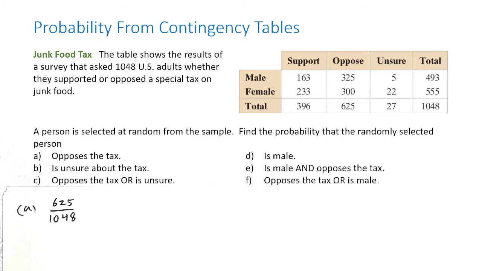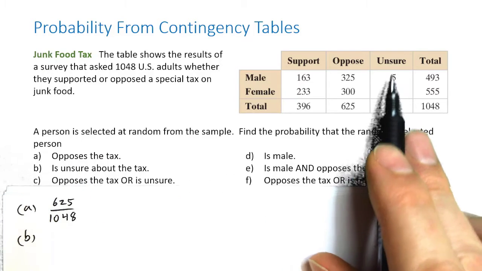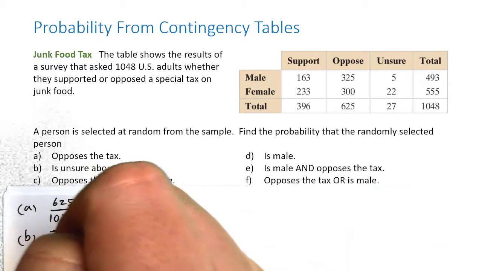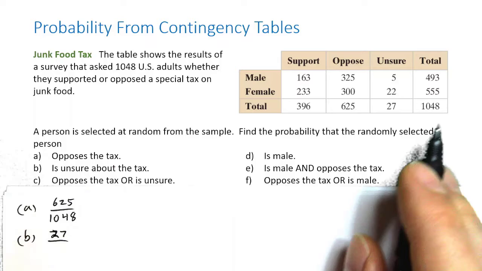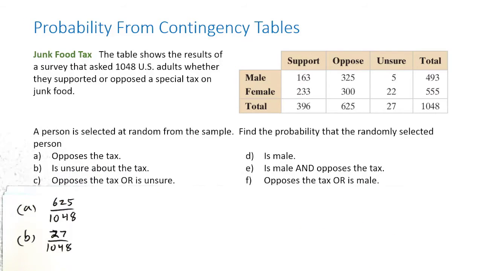Okay, let's go to part B here. Is unsure about the tax. Well, how many people were unsure? There were a total of 27. So 27 out of a total of 1048. So that's the probability of being unsure.